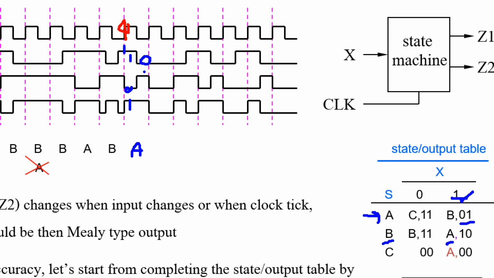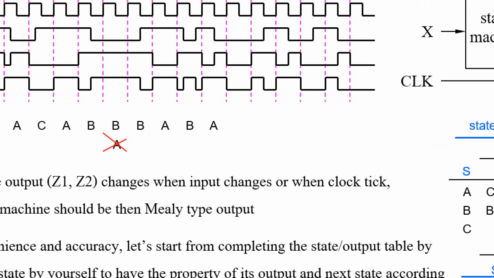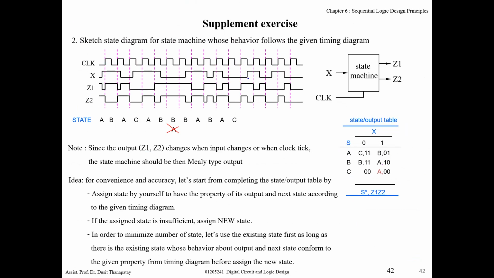And x is 0, output is 1 1. Okay, so it's A at here. And then when clock tick at here, now it's the A at here. And then at state A, when clock tick and x is 0, go to state C. State C, output is 0 0. Okay, so it should be state C at here.